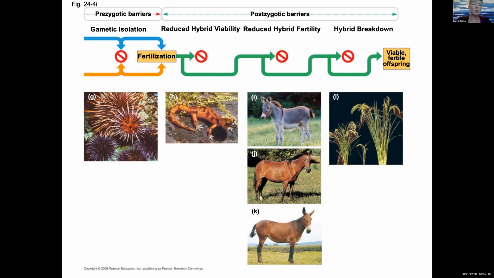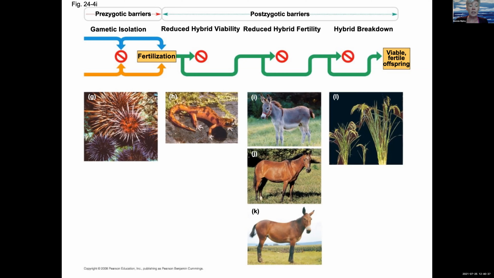Right? So being viable means being alive. Reduced hybrid viability means that if there's a hybrid offspring, it has a lower survival rate for some reason. It may not be very well matched with the environment. Its body processes may not work quite as well as a true breeding species individual does. So it may have a lower survival rate.